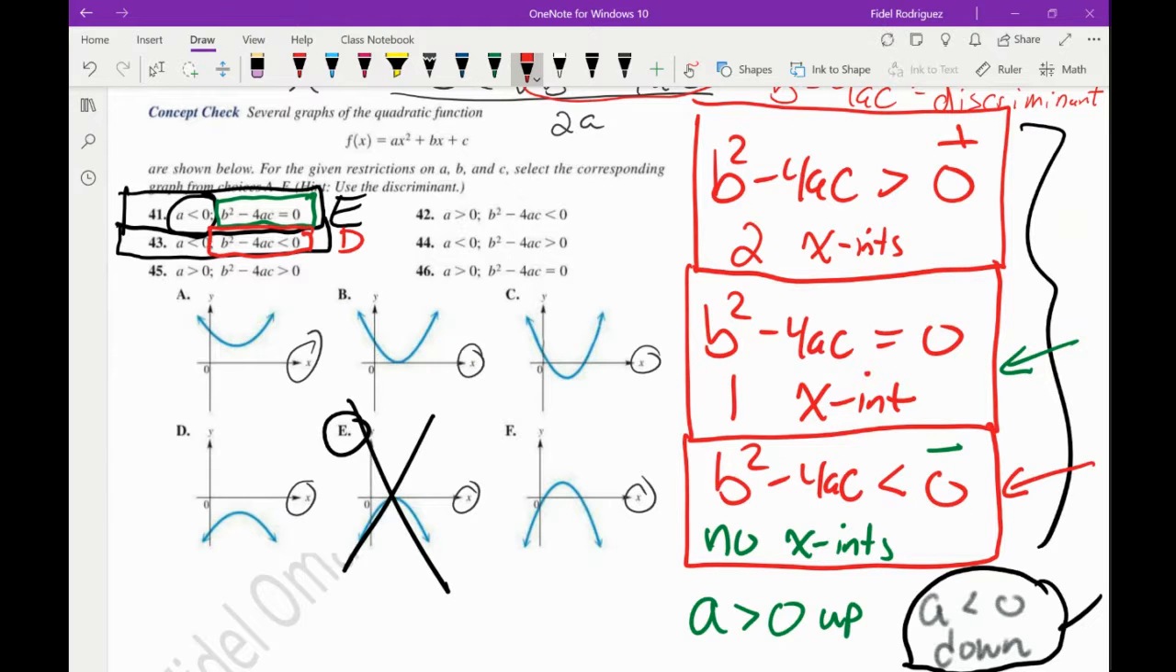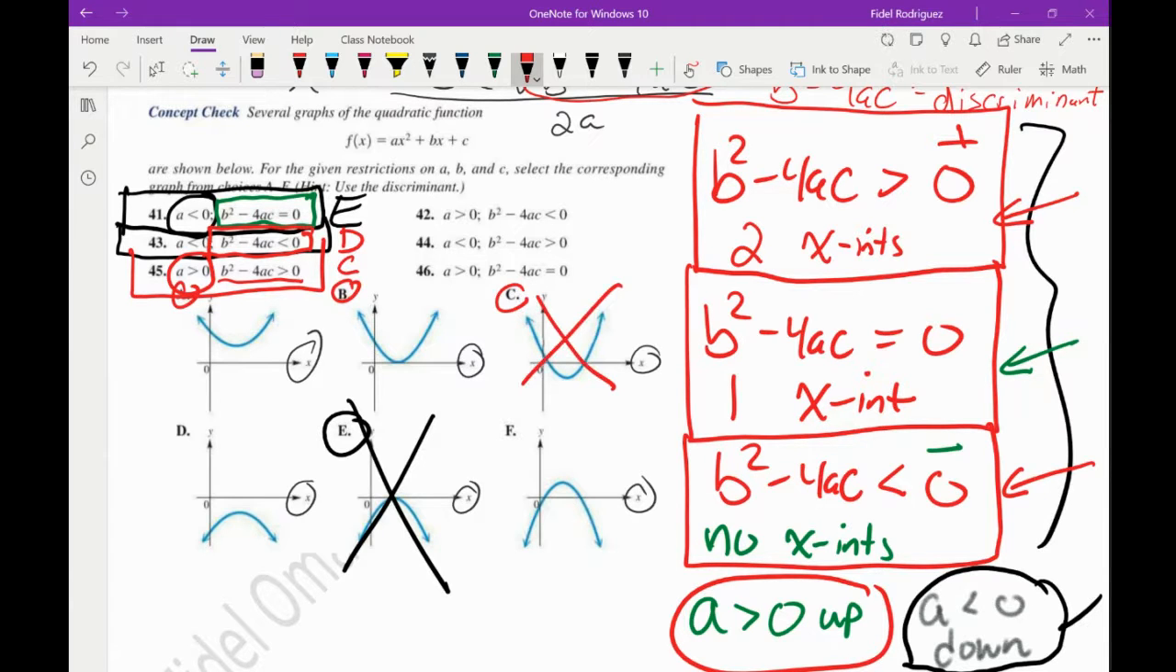So now let's take a look at the next problem, 45. First I'm going to look at this: A is greater than 0. My graph's going to open up. So we know it's either going to be A, B, or C. Same thing, we're going to look at this part right here. B squared minus 4AC is bigger than 0. That's this one right here. We're going to have two x-intercepts. So between A, B, and C, because those are the ones that go up, which ones hit the x-axis twice? C. There you go. You got it.